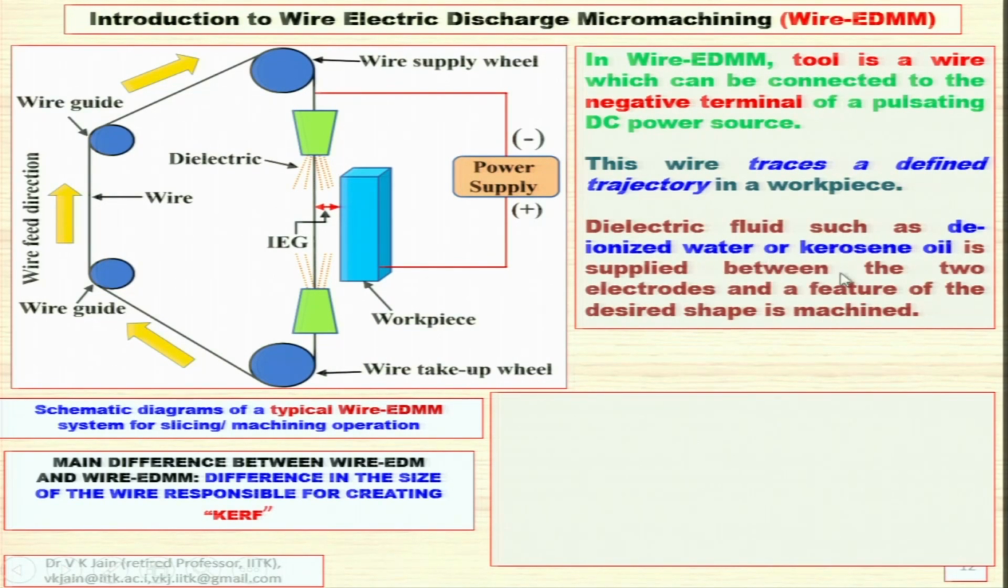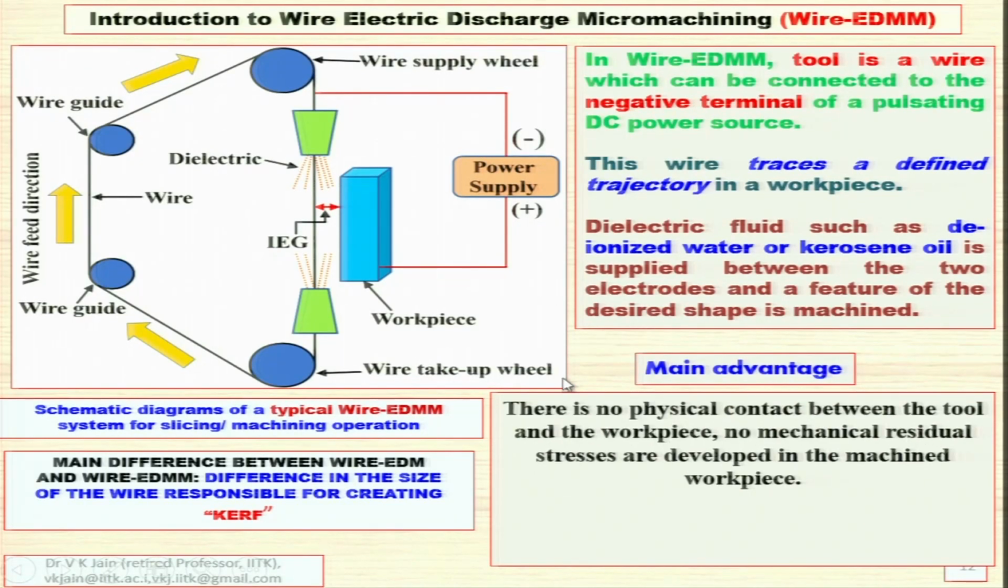Dielectric fluid such as deionized water or kerosene oil is supplied between the two electrodes, and a feature of the desired shape and dimensions is created or machined. These are the two electrodes. This is the one, and this is the other. This is the cathode, this is the anode, and dielectric is being supplied over here.